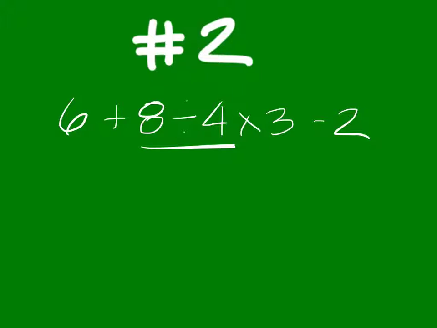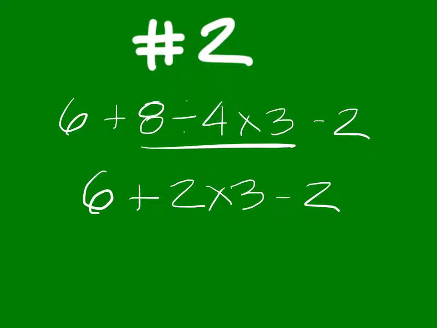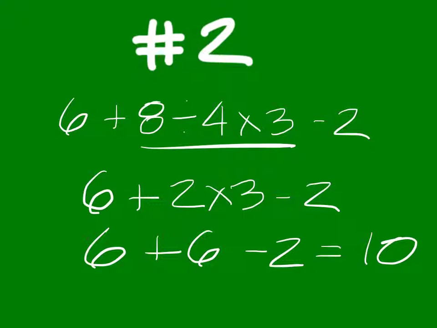You have to do 8 divided by 4 to get 2. And then multiply it by 3. 2 times 3 is 6. 6 plus 6 is 12, minus 2 is 10.